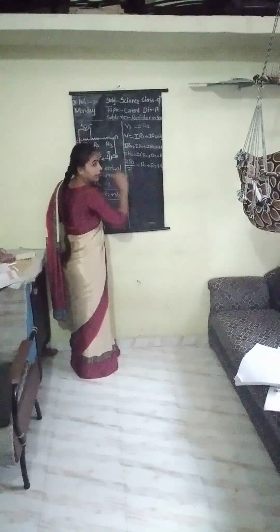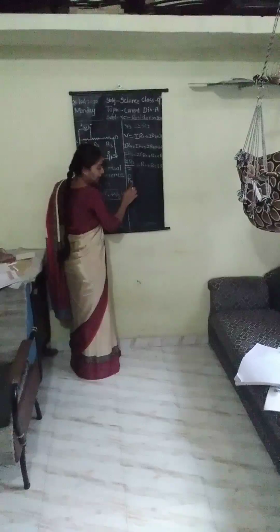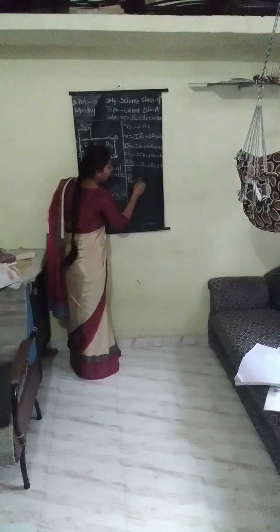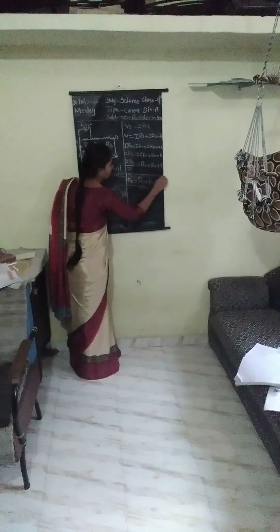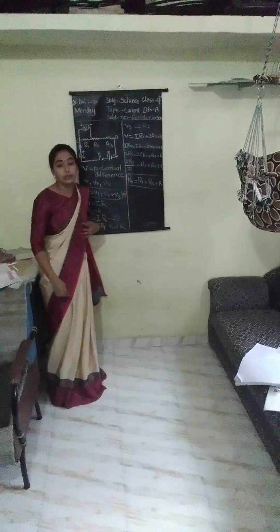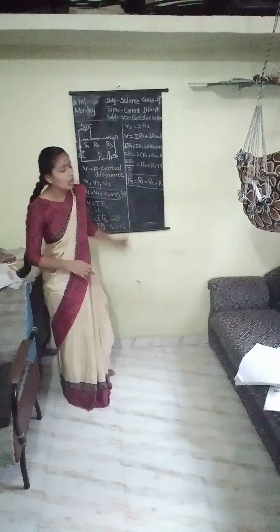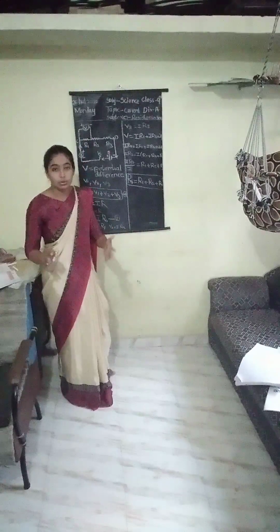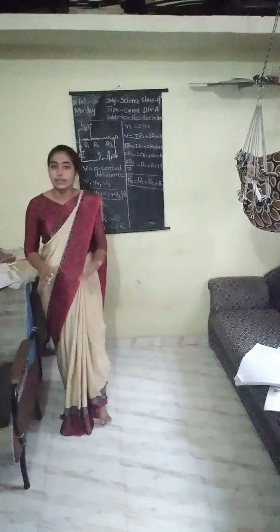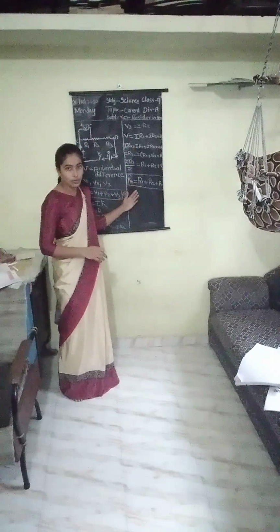This I and this I get cancelled out, and we get the final value of the resistance connected in series: Rs is equal to R1 plus R2 plus R3. So this is the main general equation we have to use when the resistors are connected in series form. We use this formula if the question asks us to find the resistance value when the resistors are connected in series.